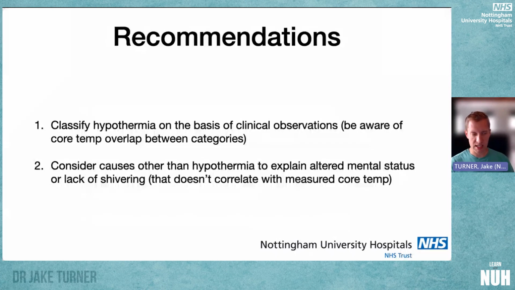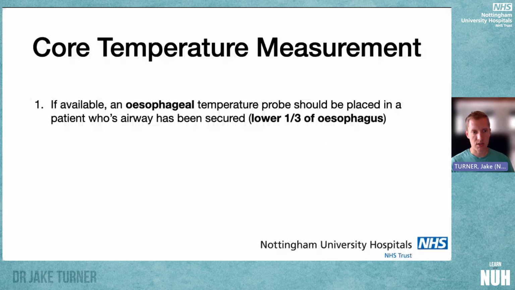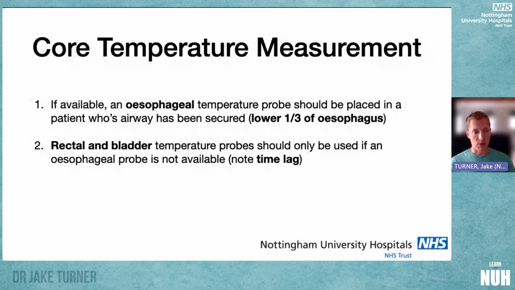So some of the recommendations from the classification systems are that we should be classifying patients in terms of their grade of hypothermia based on clinical observations, because we often don't have core temperature measurement devices in the patient at that time, particularly if they're not intubated or ventilated. And you also need to think about other reasons for why a patient might be unconscious or not shivering, because they might have concurrent pathologies as well. So in terms of measuring temperature, an esophageal temperature probe is the gold standard. If you don't have access to one, then rectal and bladder temperature probes can be used, but there is a big time lag.